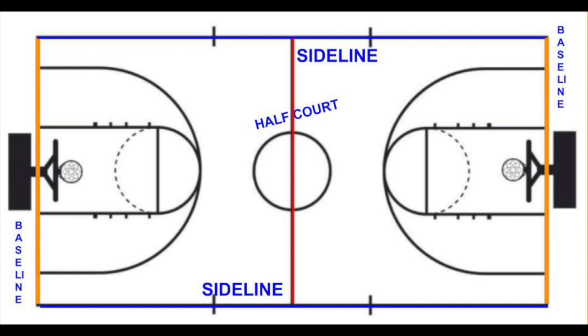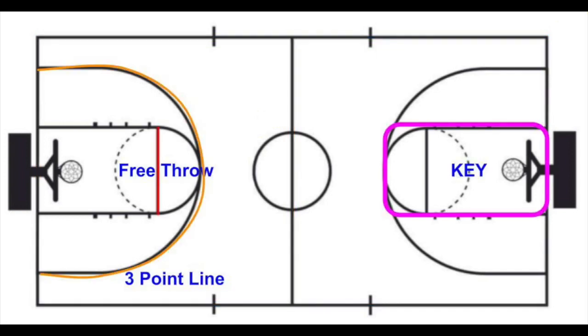Whenever the ball or someone's foot bounces or steps on an out-of-bounds line, that is out, and it is a turnover. Also in this screen, you'll see a red line down the middle. That is the half-court line. Next, let's talk about some boundaries within the court.